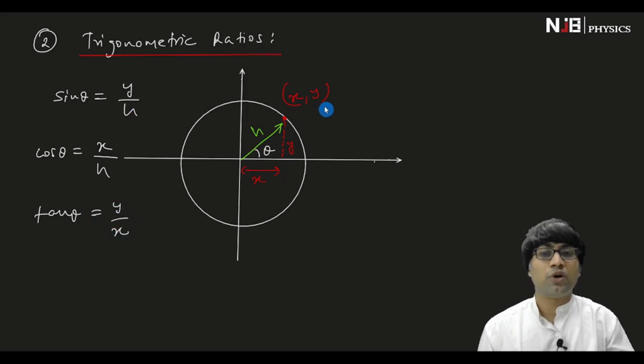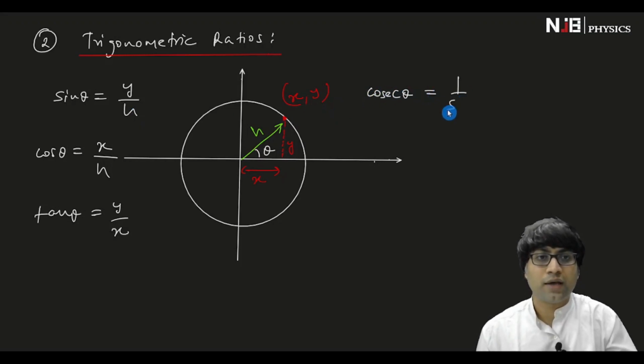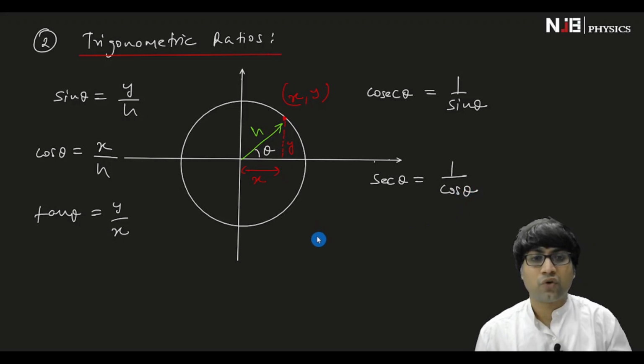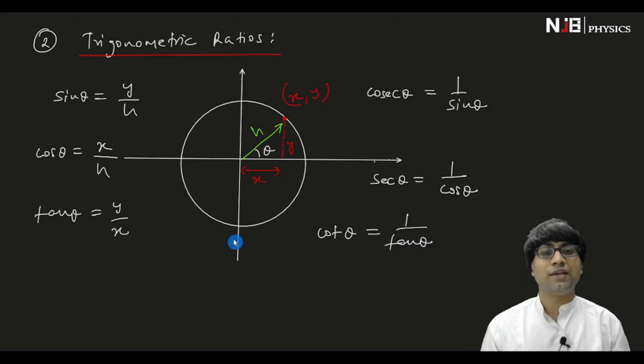Similarly, we have the reciprocal of sine theta, which is cosec theta, equal to 1 by sine theta. Then we have sec theta, which is equal to 1 by cos theta. And then we have cot theta, which is equal to 1 upon tan theta. These are the various trigonometric ratios that we are going to deal with in this particular topic.